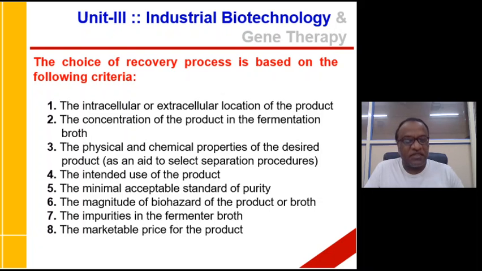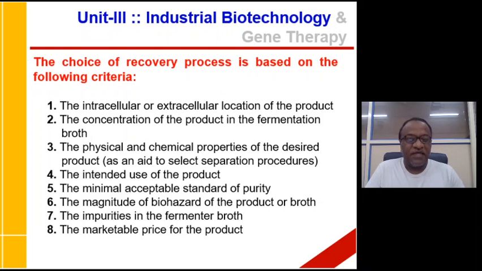Number 1, the intracellular or extracellular location of the product. So, when you are choosing a recovery process, the first criterion you should concentrate on is whether the product you are trying to recover and purify is intracellular or extracellular, whether the location of the product is inside the cell or outside the cell. Second criterion, the concentration of the product in the fermentation broth. What is the approximate concentration that is available in the fermentation medium.